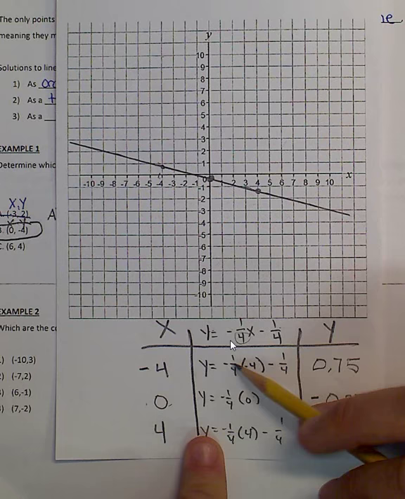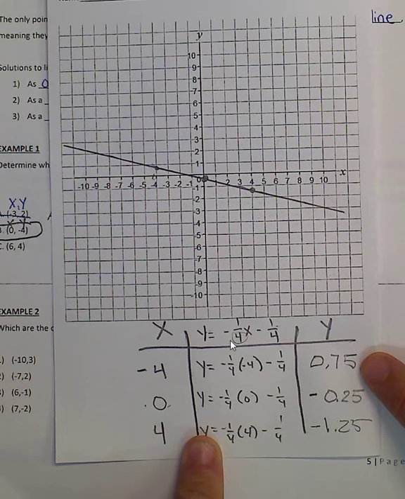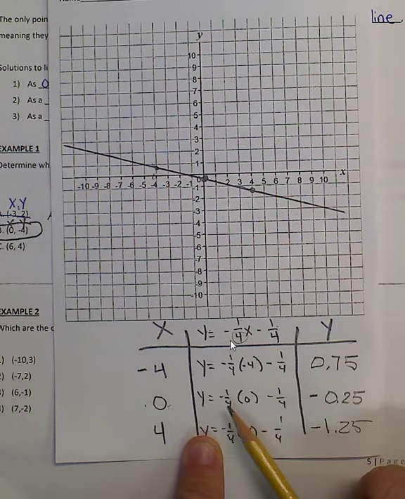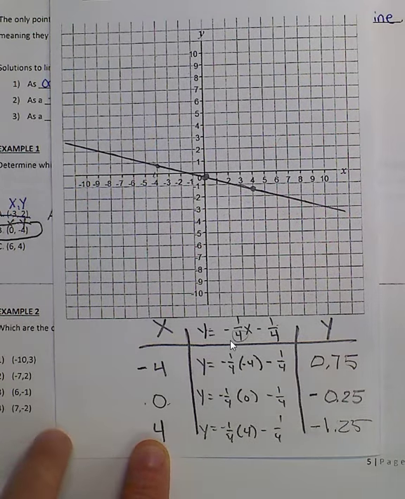Negative 1/4 times negative 4 minus 1/4 is 0.75. Negative 1/4 times 0 minus 1/4 is negative 0.25. And my input of 4 that I chose, negative 1/4 times positive 4 minus 1/4 is negative 1.25. And then I plotted these 3 points.